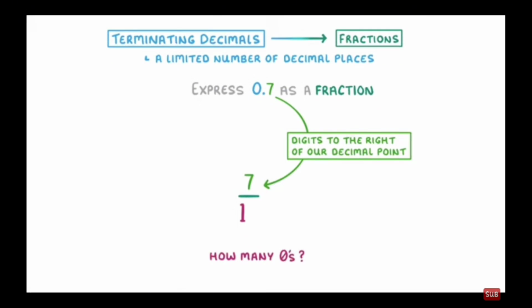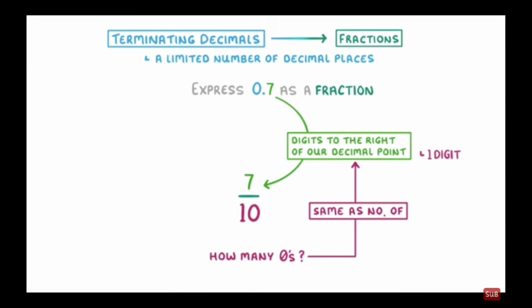And the point to remember is that the number of zeros we use is exactly the same as the number of digits we have after the decimal point. So here, with 0.7, we have just the 7 after the decimal point, so 1 digit. And that means we're going to put a single 0 after our 1, making our denominator 10. So our fraction is just 7 over 10.